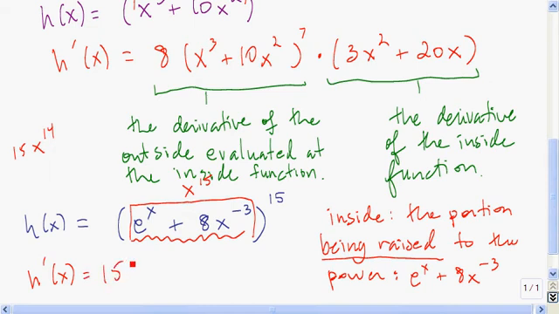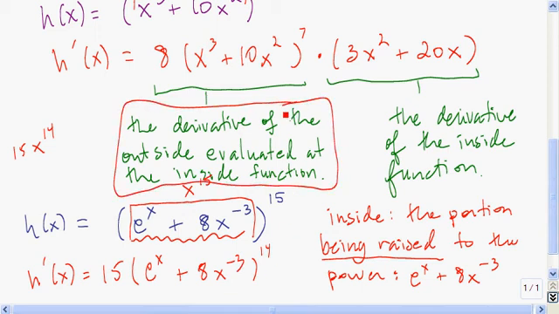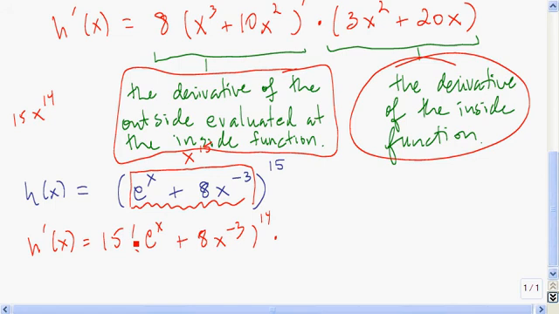Okay, so it's this 15 times something being raised to the 14th power. Instead of putting the x there, we put our inside function. So now this right here is the derivative of the outside evaluated at the inside function. And now we know we need to multiply that by the derivative of the inside function. So this gets multiplied by the derivative of this.